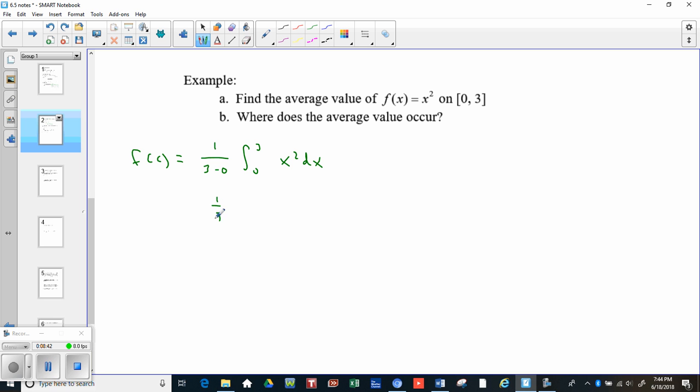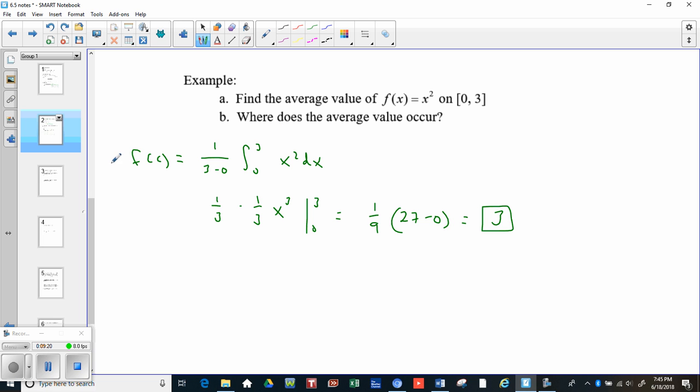So it's 1/3. The antiderivative here is 1/3 x cubed from 0 to 3. Multiplying the coefficients together, we get 1/9. X cubed evaluated at 3 is 27, evaluated at 0 is 0. So ultimately I get 1/9 of 27, which is 3. So what this says is the average value, or the average height, of x squared between 0 and 3 is 3. That's the average height of your function.